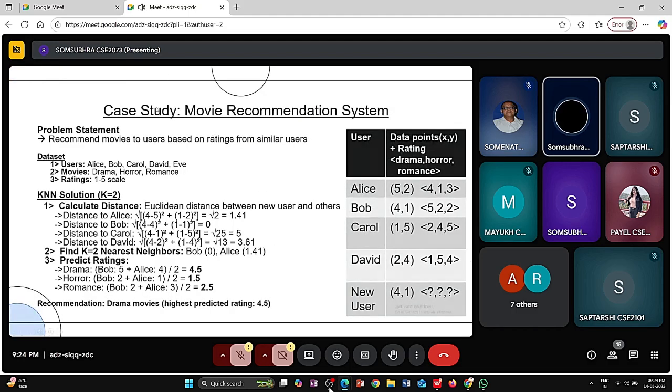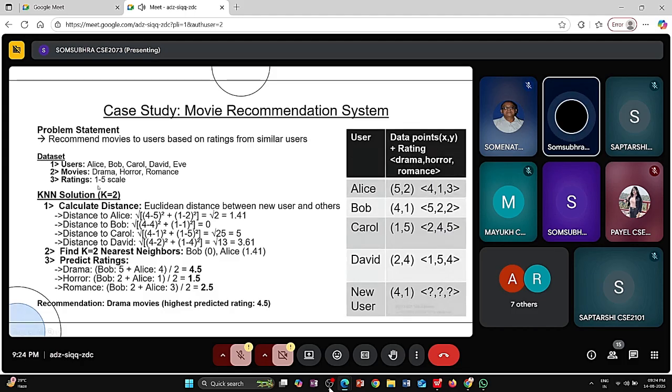So next up, we have a case study on KNN, which is the movie recommendation system. So here we recommend movies to the user based on the ratings from similar users. So here in the table, we can see we have some users and we have a new user, which is the new input data point. So we have some data points on the x and y axis, and we have some ratings on the genres of drama, horror, and romance.